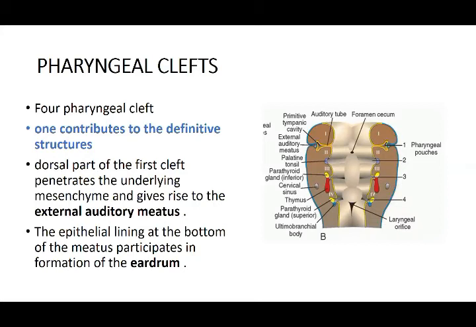The epithelial lining at the bottom of the meatus participates in the formation of the eardrum. Now, the eardrum is a barrier between your external and the middle ear. The middle ear is contributed by the mesenchyme from the arches, and the endoderm. Then you have the ectoderm from the outside, so you have all three layers, ectoderm, mesoderm, and endoderm, and at the sites where all three layers combine, this gives rise to the eardrum, between the external ear and the middle ear. So the eardrum is going to be a component from all three layers.